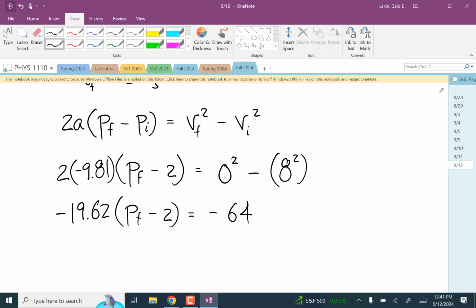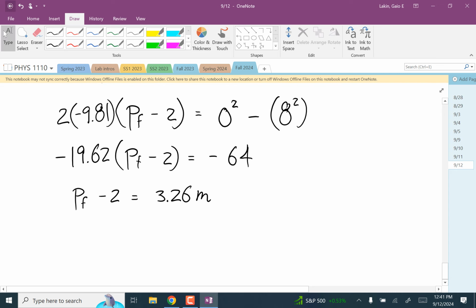And so PF minus 2 is equal to 3.26 meters. I'll leave the units off for now. Add 2 to both sides. And that final height is 5.26 meters. 16 feet or something.